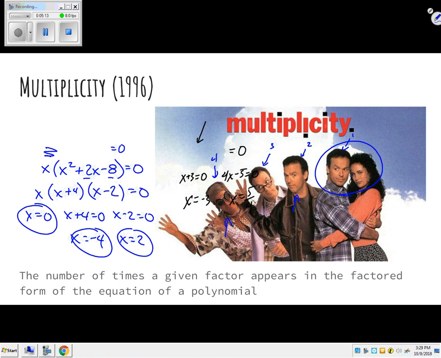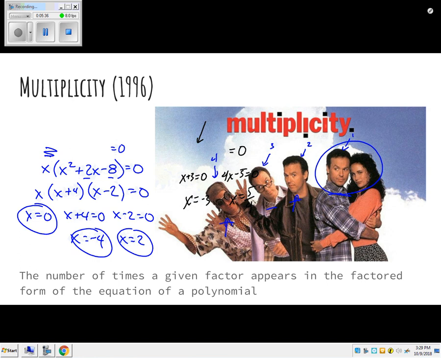So as you can see, what they did was they took the original Doug right here, and they just made the same version of them over and over again. That's why it's called multiplicity. And that's actually a math term, meaning that it's the number of times a given factor appears in the factored form of the equation of the polynomial. So in other words, my zeros are going to be repeated as answers on this.